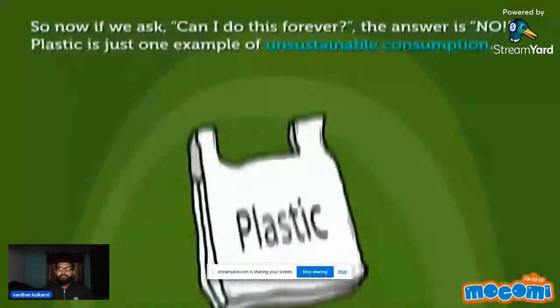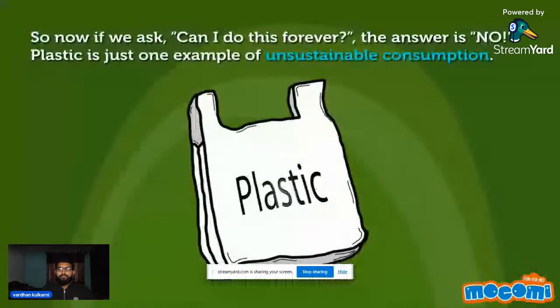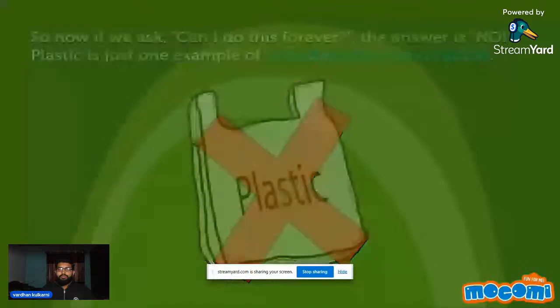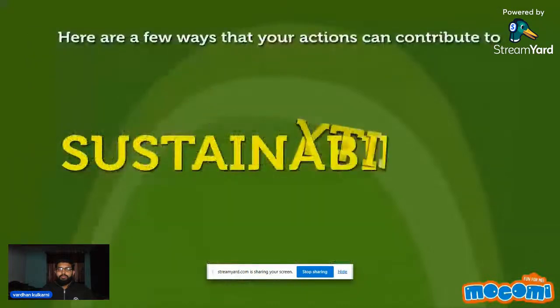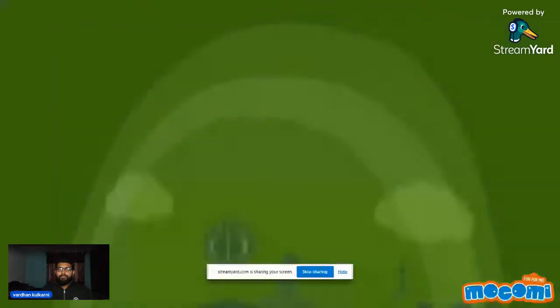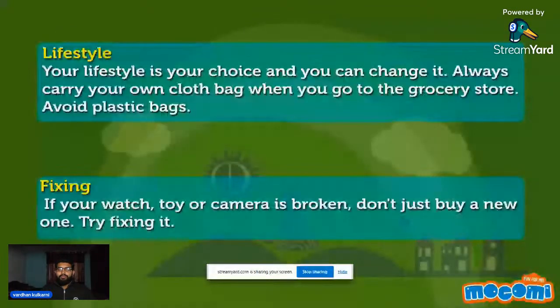So, now if we ask, can I do this forever? The answer is no. Plastic is just one example of unsustainable consumption. Here are a few ways your actions can contribute to sustainability. Lifestyle. Your lifestyle is your choice and you can change it. Always carry your own cloth bag when you go to the grocery store.